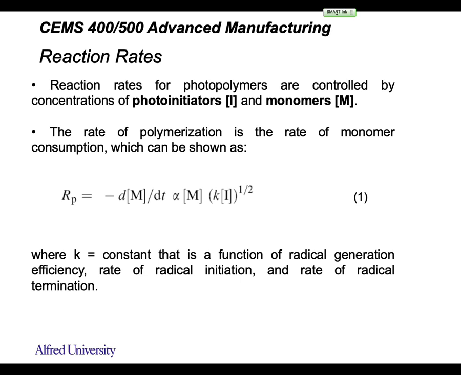So here the monomer, this is the concentration of the monomer, right? Or the overall monomers you have. This is the amount of initiators that exist in that system, right? So we start from this equation, right? We try to find out how this rate of polymerization is controlled in your resin, right?